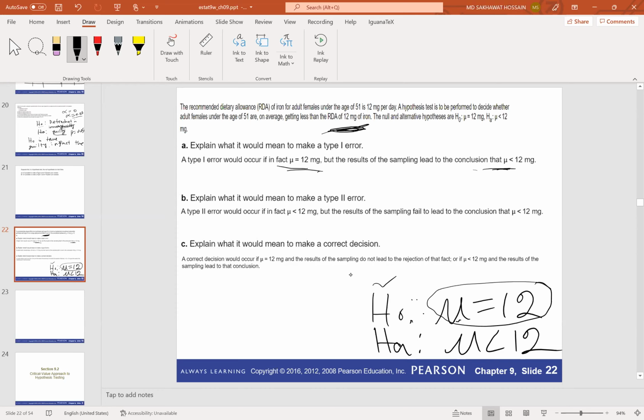So explain what it would mean to make a correct decision. A correct decision would occur if mu is 12 milligrams and we fail to reject the null, and if mu is less than 12 and we reject the null, that will be the correct decision.